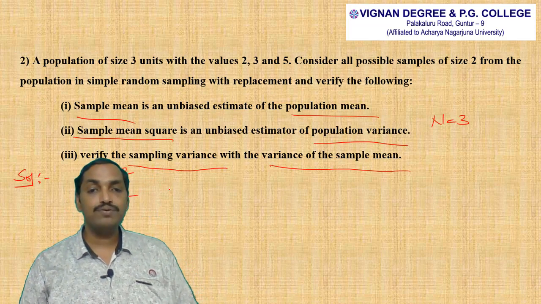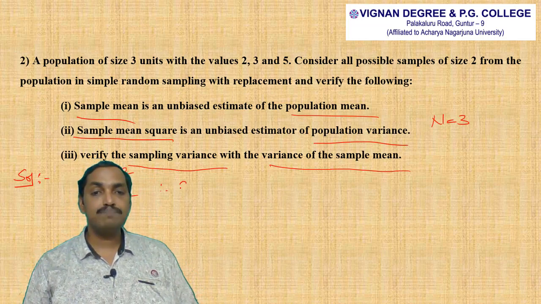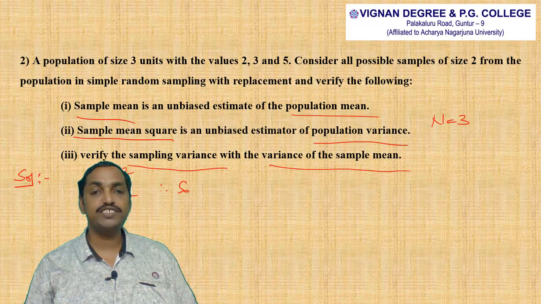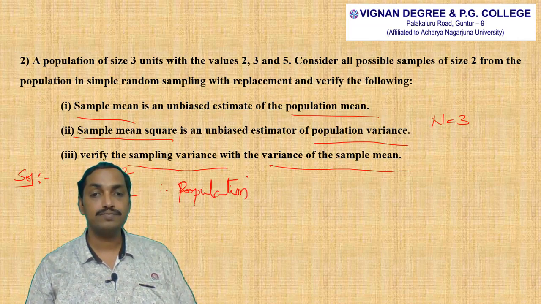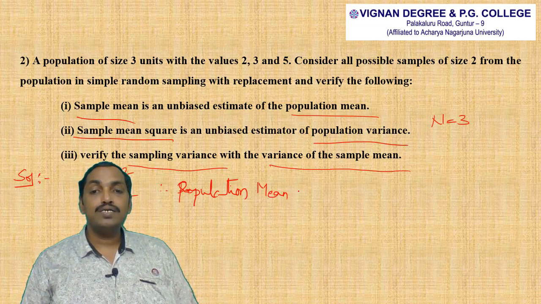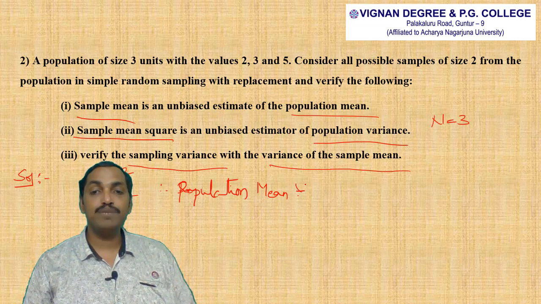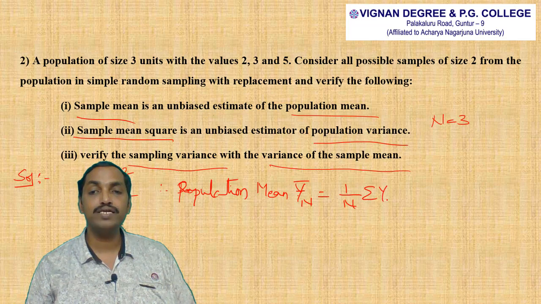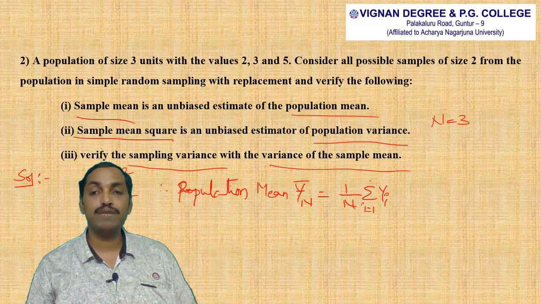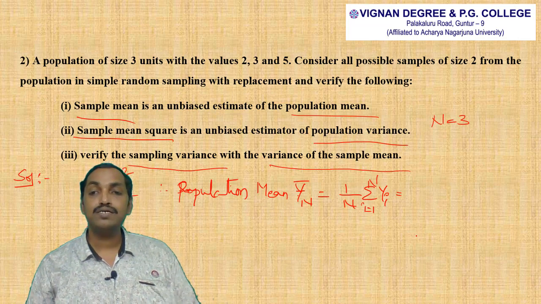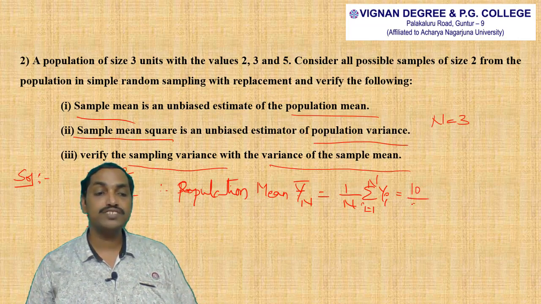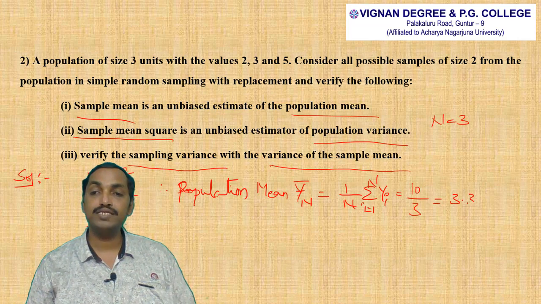Now, therefore, population mean is denoted by capital Yn bar is equal to 1 by capital N into summation yi, where i is equal to 1 to capital N. Here summation yi value is nothing but 10 here. So 10 divided by 3, which is nothing but 3.33.